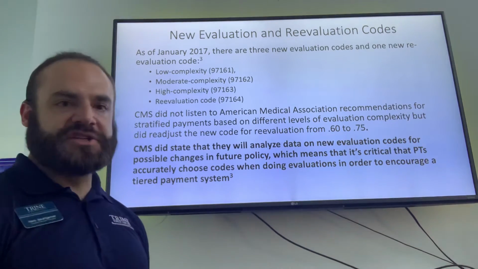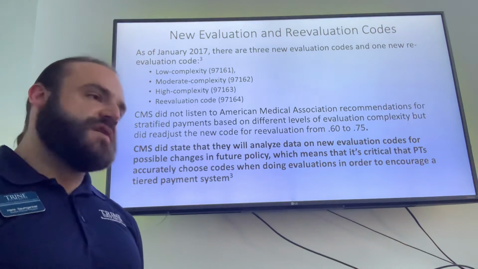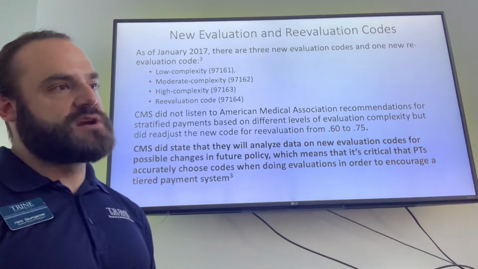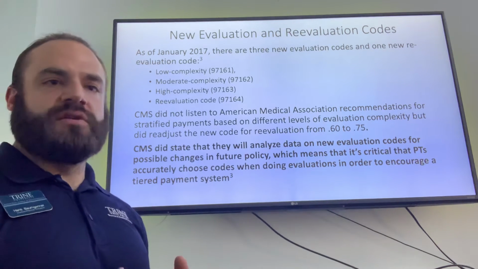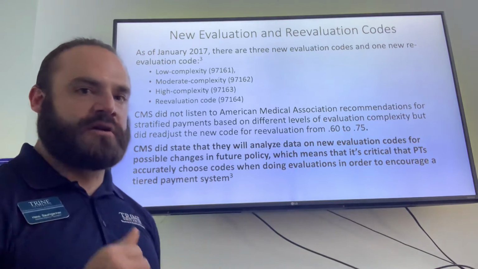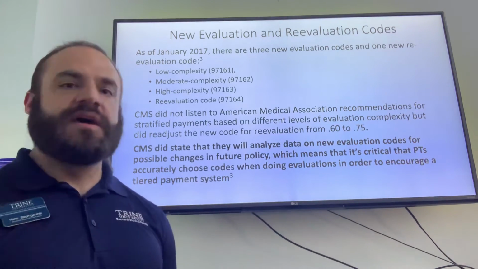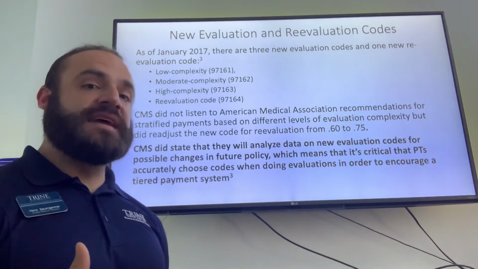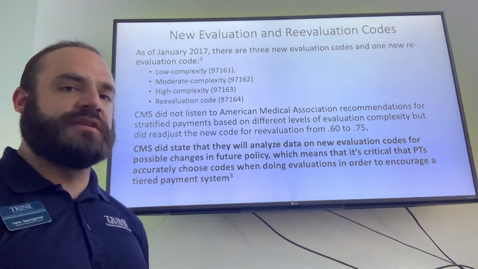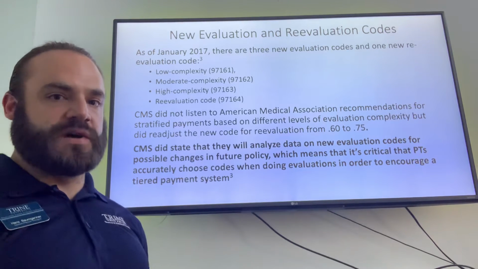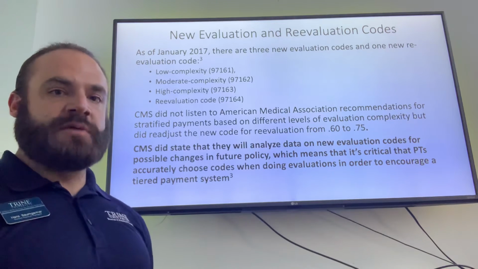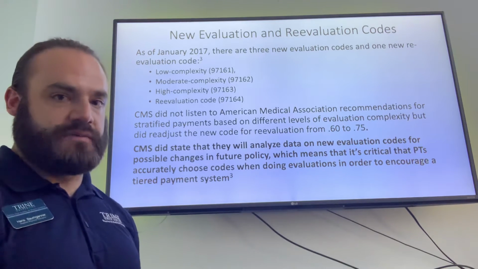The new evaluation and reevaluation codes. For the new evaluation codes, there's a couple main things here. We were not going to receive any more reimbursement based on low, moderate, or high complexity evaluations. CMS did say in the future that this might change, so it's important that we document as accurately as possible to encourage them to do so. However, for the reevaluation, we did get a little win. It went from 0.6 to 0.75 reimbursement.